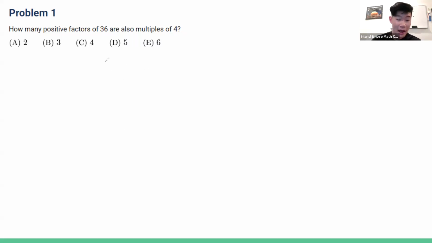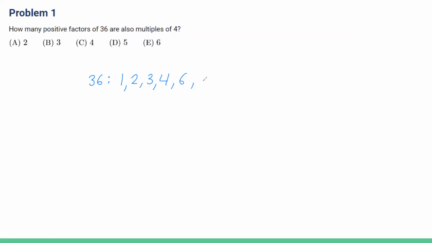This one's pretty simple. How many positive factors of 36 are also multiples of 4? So how do we approach this? Well, let's first find out what the positive factors of 36 are. Remember, the factors are just the numbers that can multiply into 36, right? So let's start with 1. You have stuff like 2, 3. Does 4 work? 4 also works. 5 doesn't work. 6 works. 8 does not. 9 does.